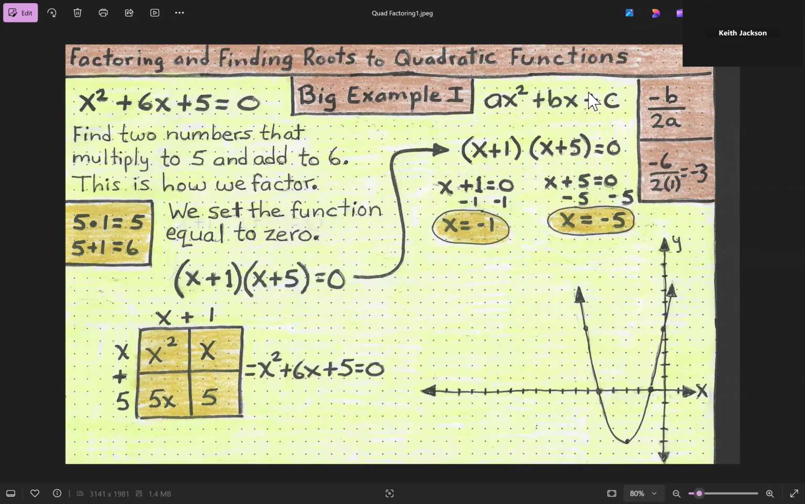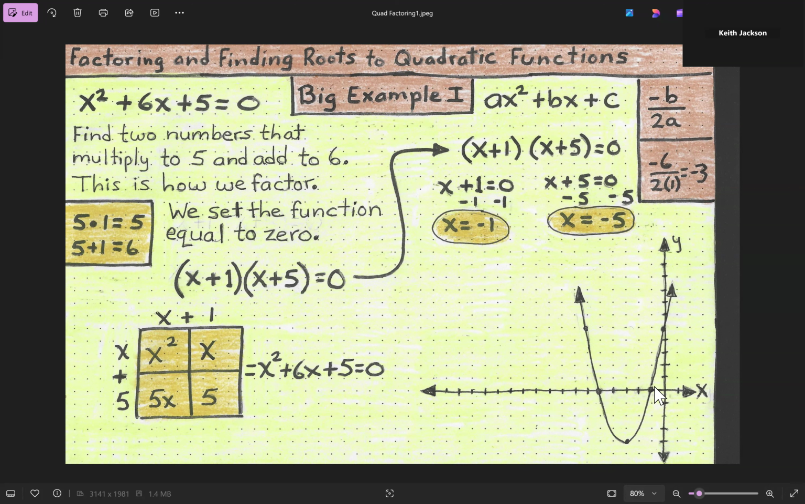We're going to take a deeper dive into the quadratic function, which is represented by ax squared plus bx plus c. In this example, we're going to factor this quadratic function in order to find the zeros, or the x-intercepts, where this parabola crisscrosses the x-axis.